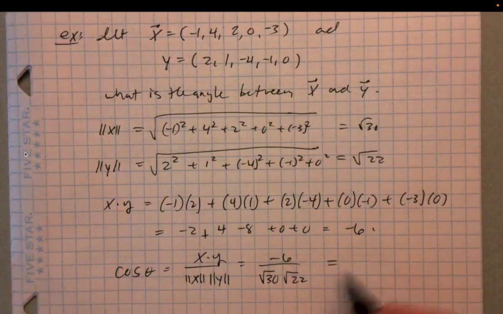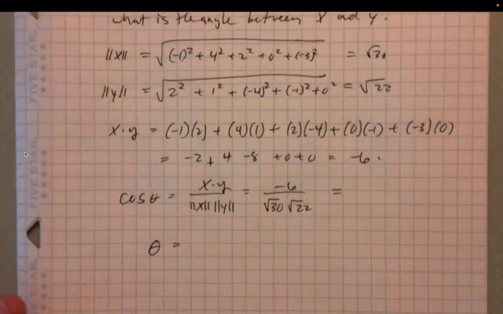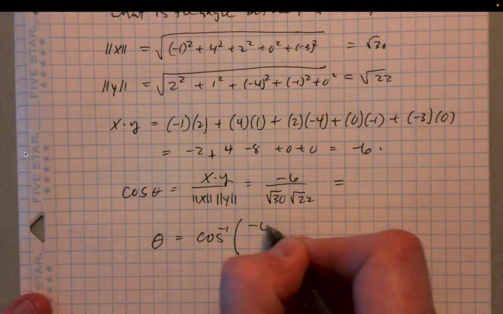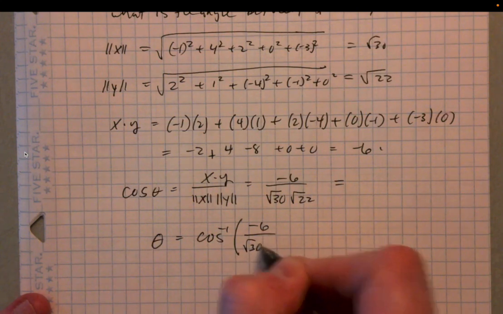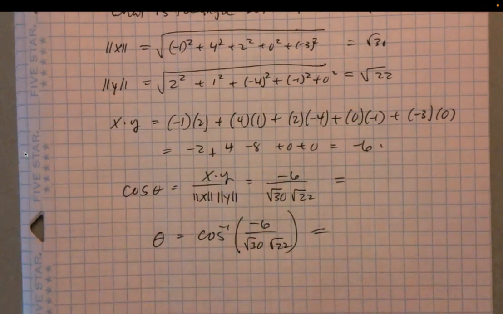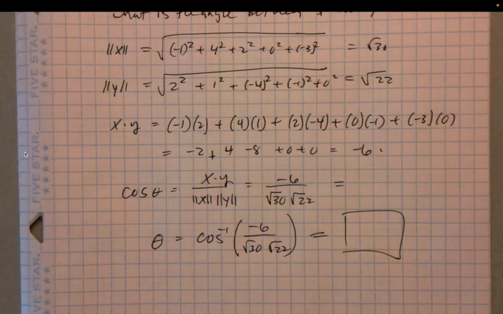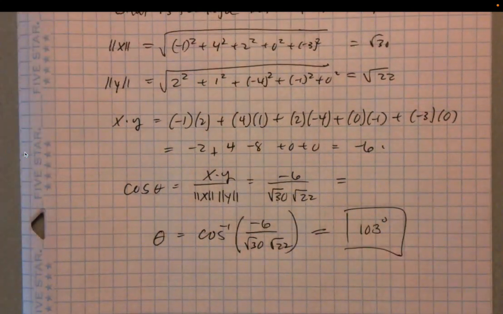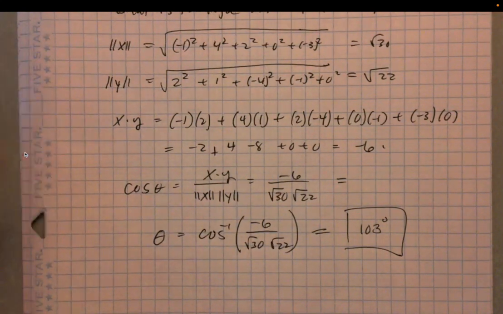Okay, and so that means that theta, the angle between the two, is just going to be the inverse cosine of this number. Right, which you can plug in and check. Okay, I think you get about 103 degrees. All right, excellent.